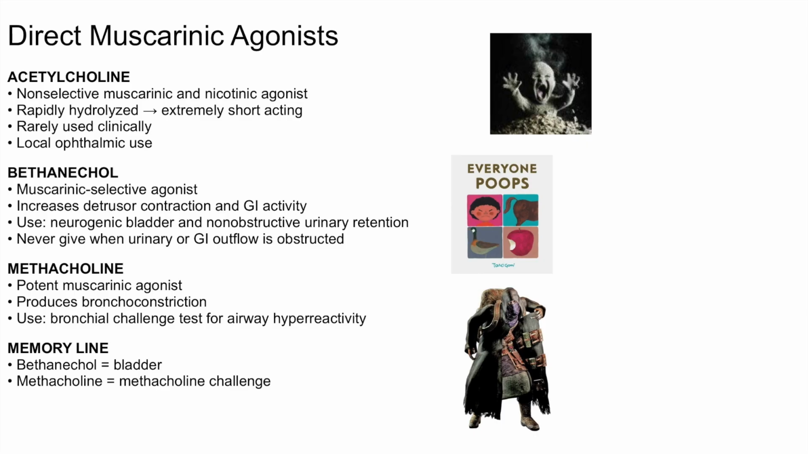So for acetylcholine, I have this disintegrating baby, and that's because the important thing to remember about acetylcholine is that it's rapidly hydrolyzed, so it's extremely short acting. Okay, so I just remember the big thing about acetylcholine, aside from it being a non-selective muscarinic and nicotinic agonist, right? It just acts everywhere. It's rapidly hydrolyzed. Okay. Bethanechol, I just remember as the poop one.